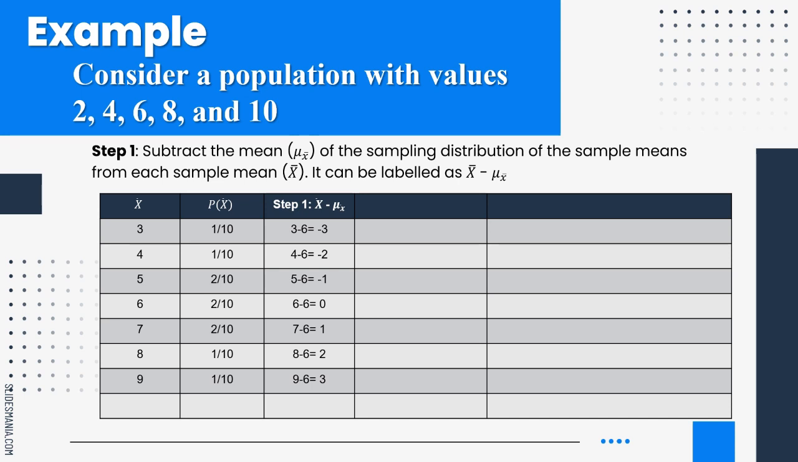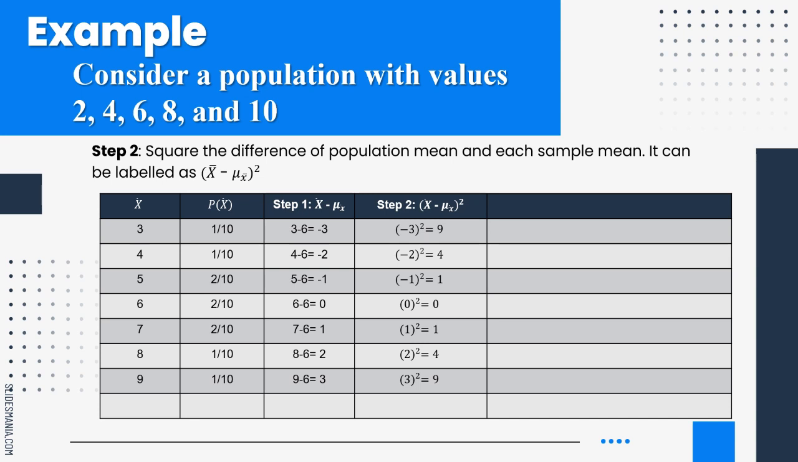For the third column, that is our x bar minus mu sub x bar, since we computed our mu sub x bar, which is equal to 6, that is 3 minus 6 is equal to negative 3 for the first line. For the second line, 4 minus 6 is equal to negative 2. For the third line, that is 5 minus 6, that is equal to negative 1. Then 6 minus 6, that is 0. Then 7 minus 6 is equal to 1. Then 8 minus 6 is equal to 2. And the last is 9 minus 6 is equal to 3.